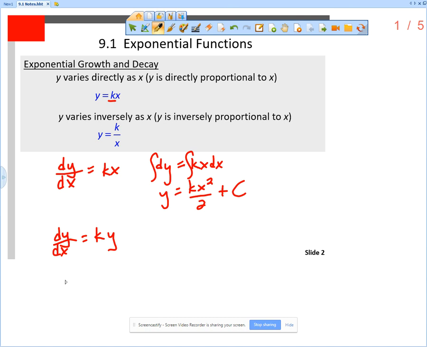Now, if we multiply by dx, we get dy equals ky dx. Now we have a problem because the y is with the dx. And so that's what we're going to be talking about today, and that's why it relates to calculus. But all of the homework questions and example questions are actually just pre-calc questions.